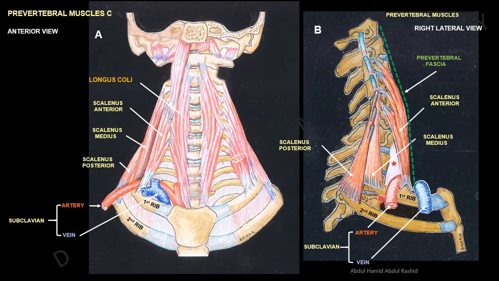In this second slide, the same thing we are looking at from the right lateral side. This is the first rib, with the scalene tubercle attached by scalenus anterior muscle. In front, the groove is crossed by the subclavian vein. Between the vein and the muscle is the prevertebral fascia. Behind the scalenus anterior, between it and the scalenus medius, you can see another groove, which is crossed by the subclavian artery.